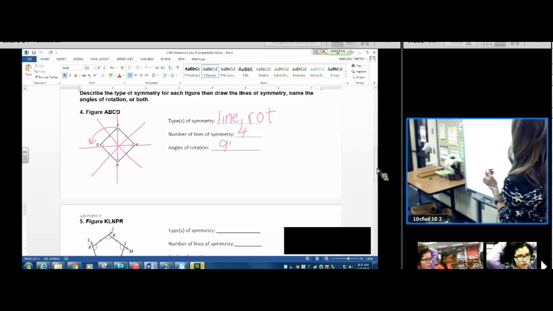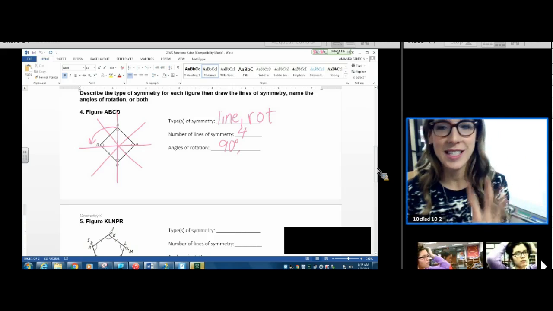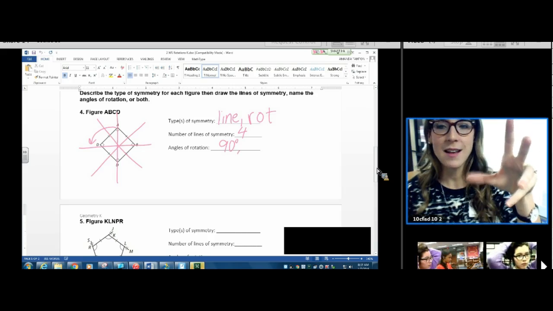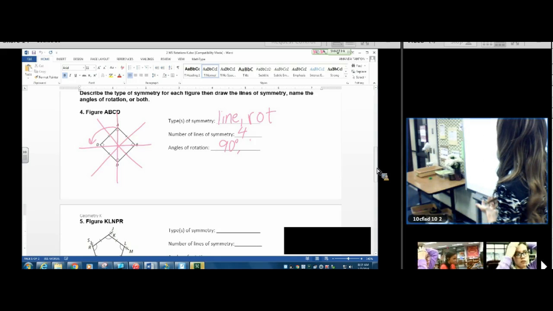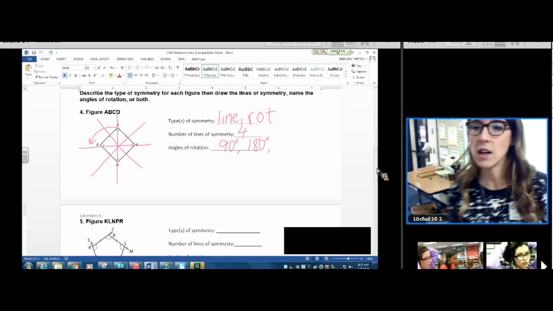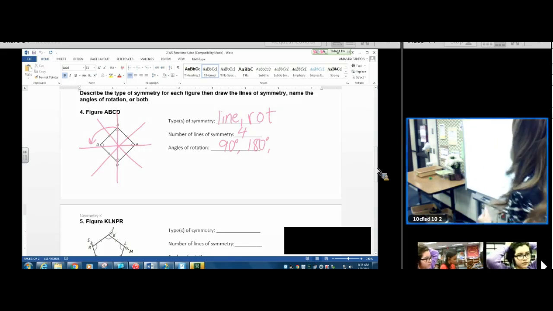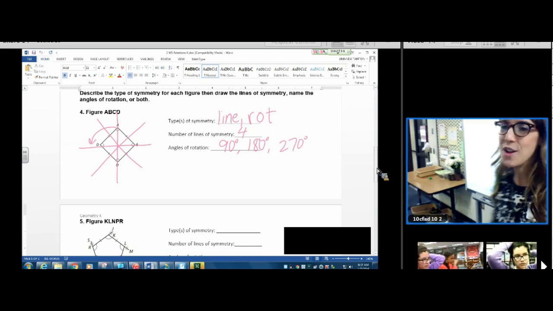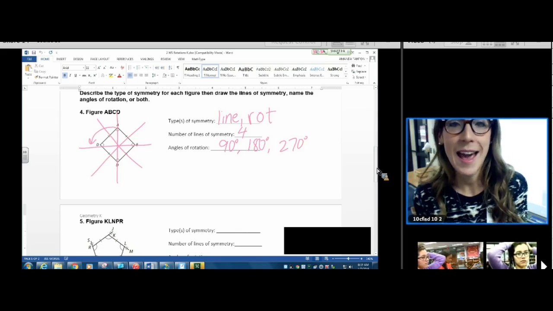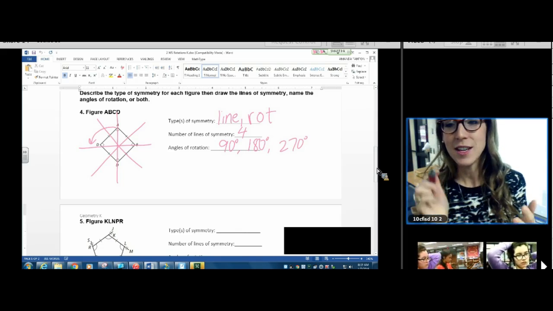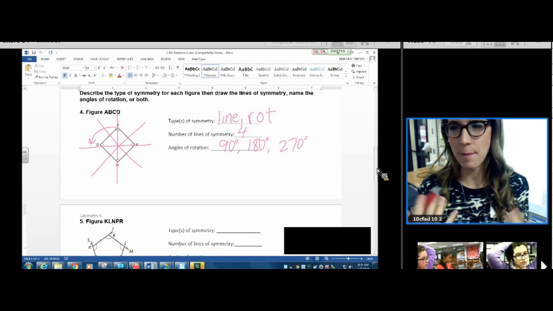How many degrees can I rotate it and the shape looks the same as how it started? I can rotate it 90, it'll still look like that same square. I can rotate it 180, it'll still look like the original figure, and I can of course rotate it 270. How come I don't list 360, which would be the next one? Well, 360 doesn't count because all shapes you can rotate at 360 degrees and end up how it started.